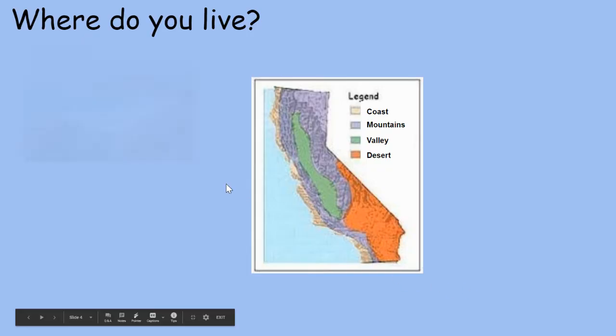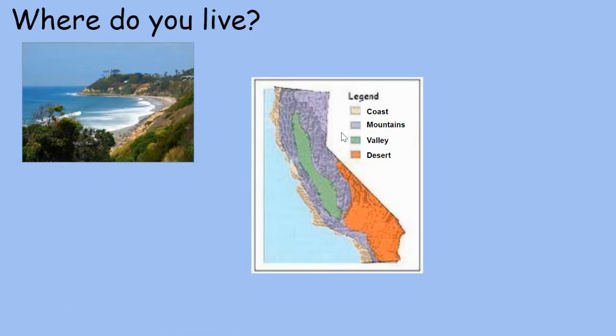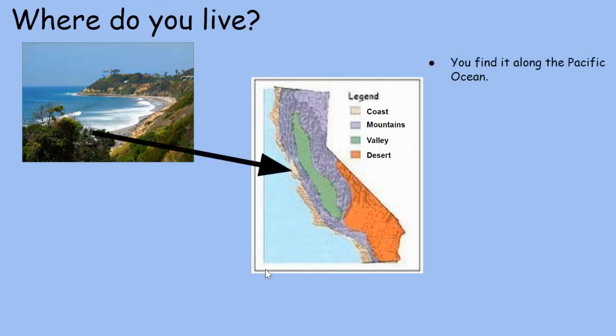The next region is the coastal region, the coast. And it's this area that you see on the edge of California. So you can find it along the Pacific Ocean. This light blue that you see here is the Pacific Ocean. It's more than 800 miles long.